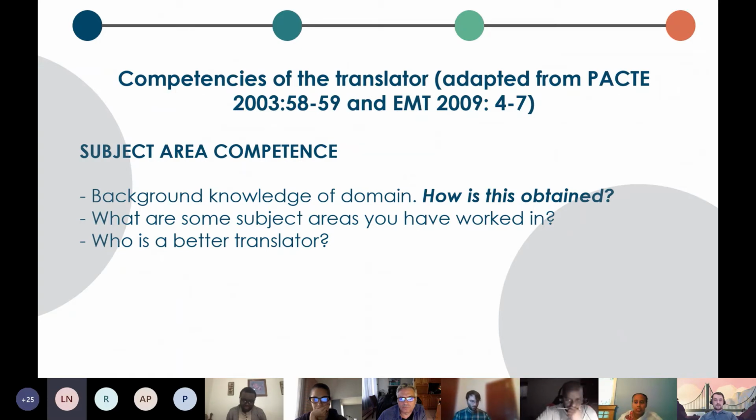Of course, you have to be competent in a certain subject area. So background knowledge of a domain. Let's say you're translating legal texts, with a lot of highly legalized language. You should know something about that. So how can we develop our subject area competence?